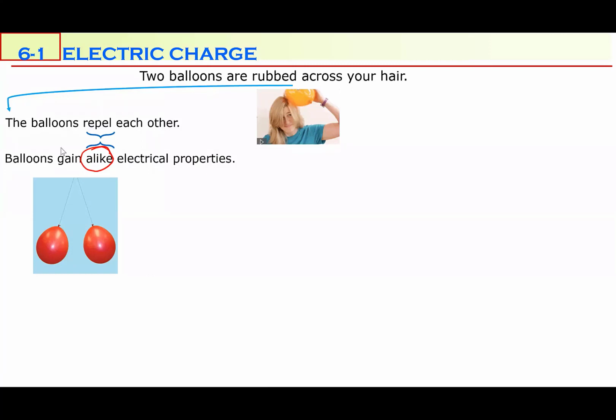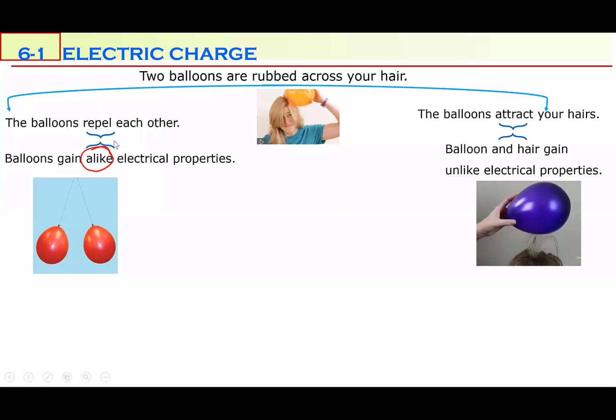But you can also observe that when you bring this balloon close to your hair, this balloon will attract your hair. If it attracts your hair, the electrical property of the balloon and the hair must not be similar. Opposite property in this case. Unlike electrical property. So the first one is alike, the second one is unlike.